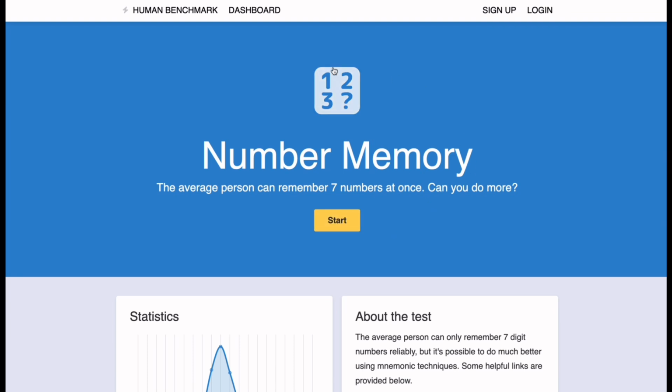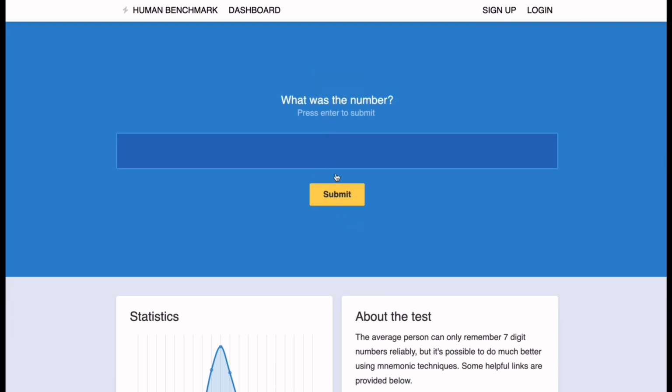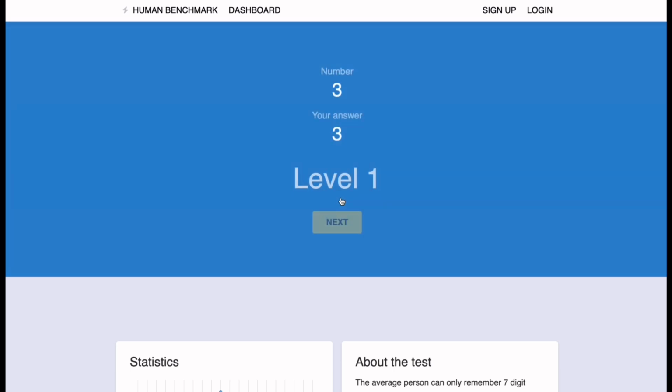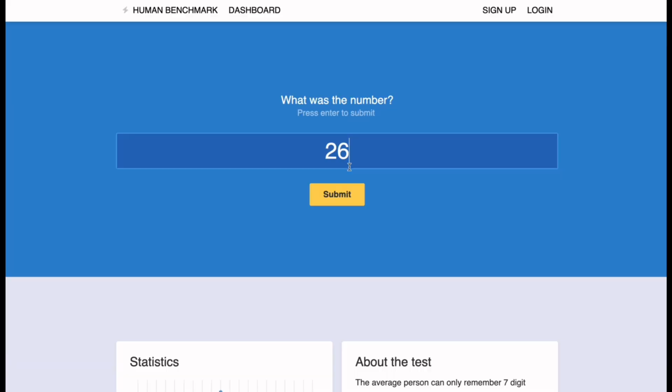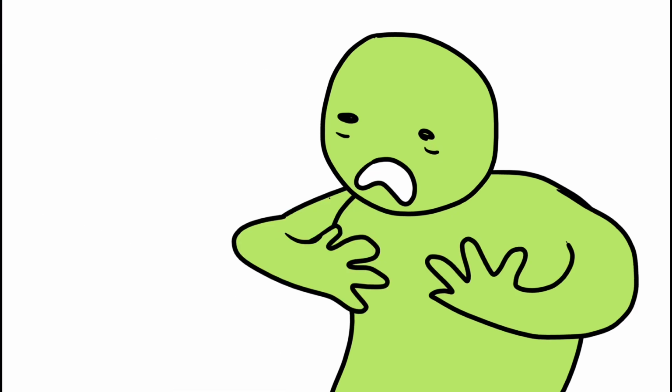Lastly, there was the number memory test, where the player would have to remember and answer a sequence of numbers, and the sequence would get longer with every right answer. The goal was to type the longest sequence possible. But why would we need this data? We think that this data shows us how well students can perform basic human functions, as well as helping us see who can perform said functions the best.